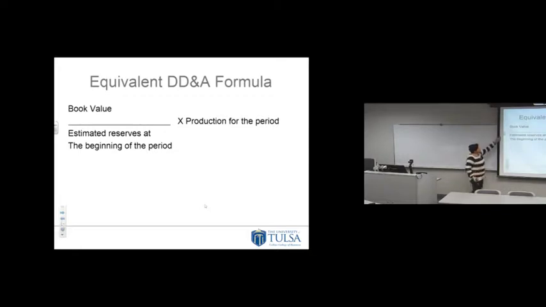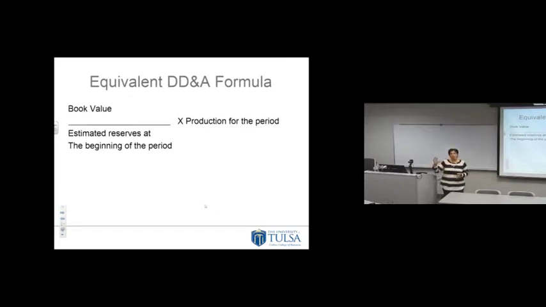So what I can do is take the book value of the field, and again, that's everything I've capitalized, minus any previous DD&A taken, minus accumulated DD&A. Divide that by my estimated reserves at the beginning of the period. That'll give me an amount per barrel or an amount per BOE. Every time I produce a BOE, then I'll just take that amount. So book value divided by my estimated reserves at the beginning of the period, times production for the period, is going to give me my DD&A amount for the period.